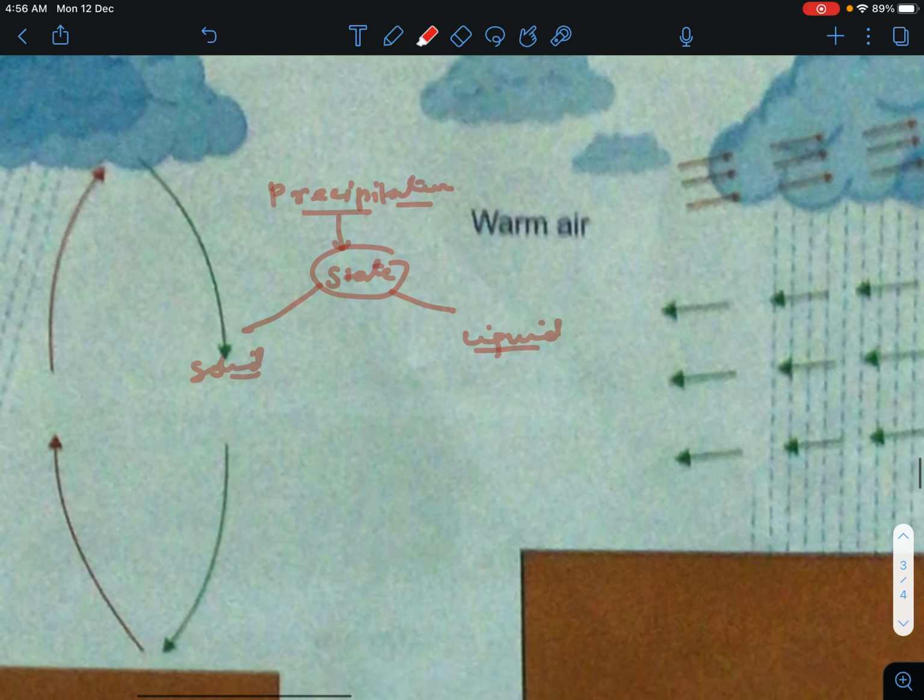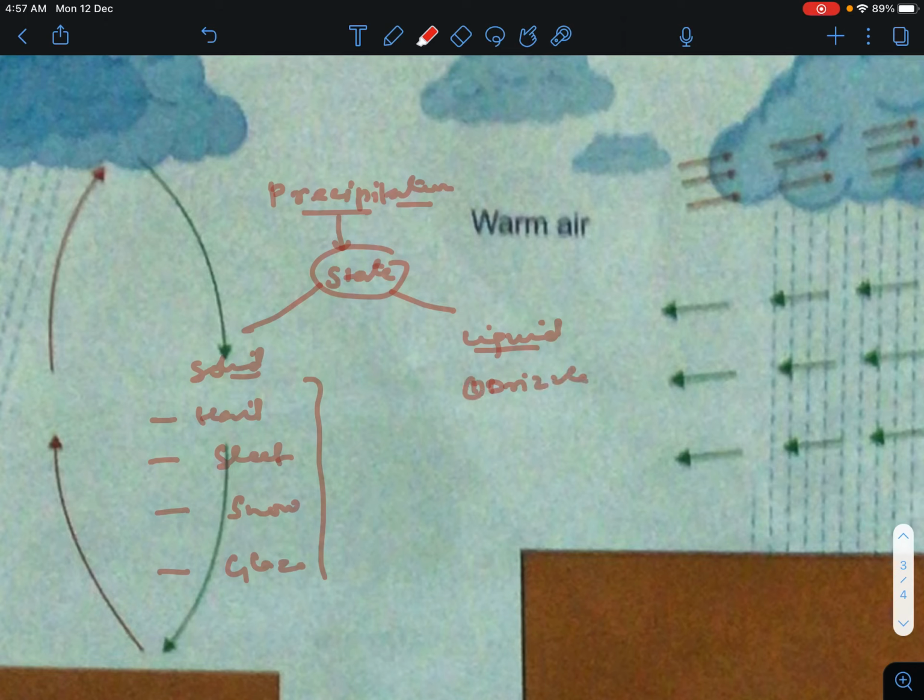In solid form, what comes? That is hail, the second one is sleet, the third one is snow, and the last one is glaze. These are the precipitation forms. And in liquid form, it comes under drizzle, the first one, and the second one is rain.